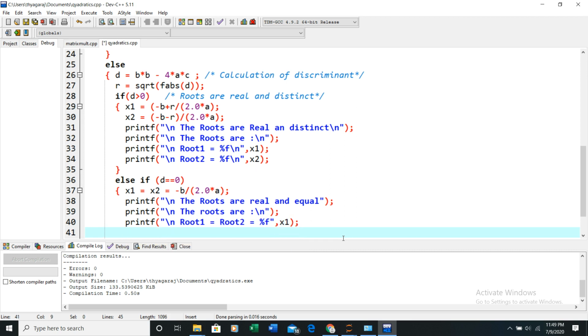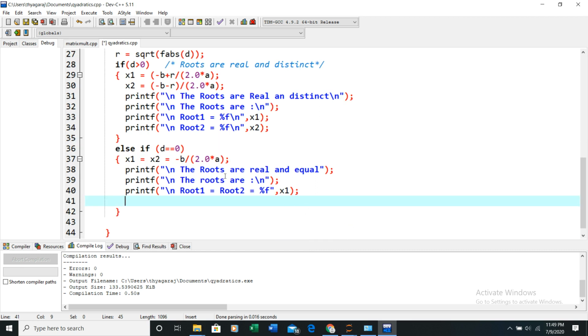Then these are the two possible roots, that is x1 equal to x2 equal to minus b by 2.0 into a. The roots are real and equal, and these roots are root 1 equal to root 2 equal to percentage f comma x1. We have taken only x1 because there is no need to display x2 once again.